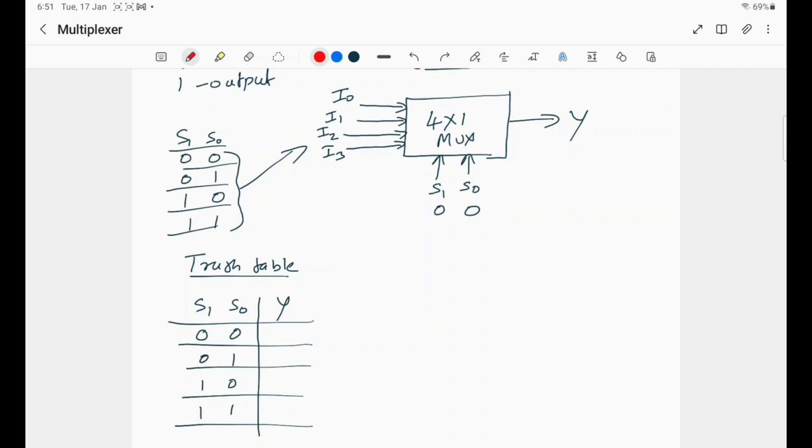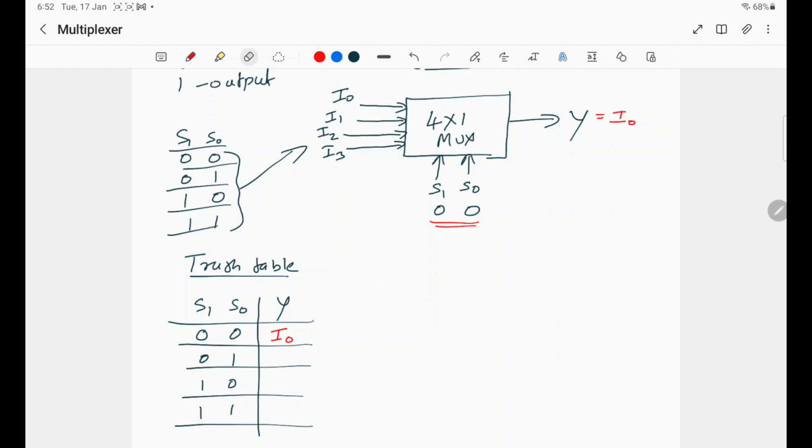So for simplicity, we can maintain the order of inputs. In 0, 0, let I0 be at the output. When S1 and S0 are 0, we will get the output as I0. Whatever the value in the line I0, we will get at the output. We will not get the values in I1, I2 and I3 at the output when S1 is 0 and S0 is 0.